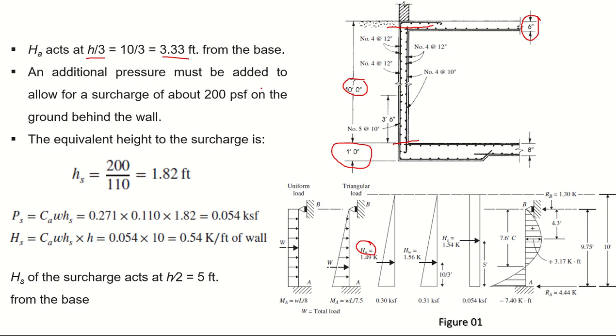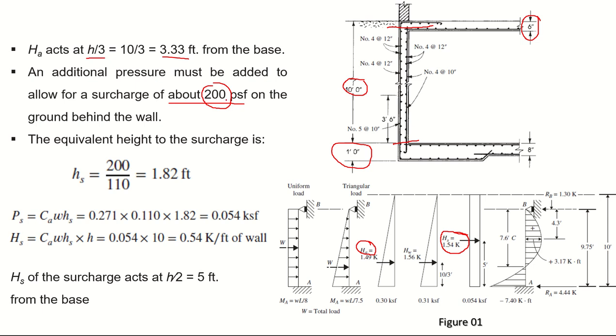An additional pressure must be added to allow for a surcharge of about 200 psf. We have calculated the lateral earth pressure due to the backfill. Now we are talking about the surcharge of 200 psf. In the design of a cantilever retaining wall, we already discussed that the pressure due to surcharge acts in a rectangular manner. So this is due to the surcharge.